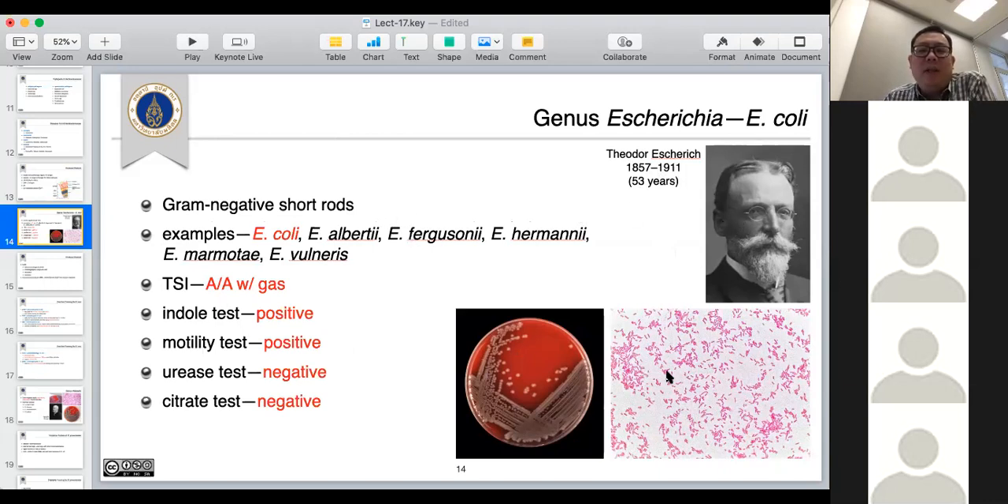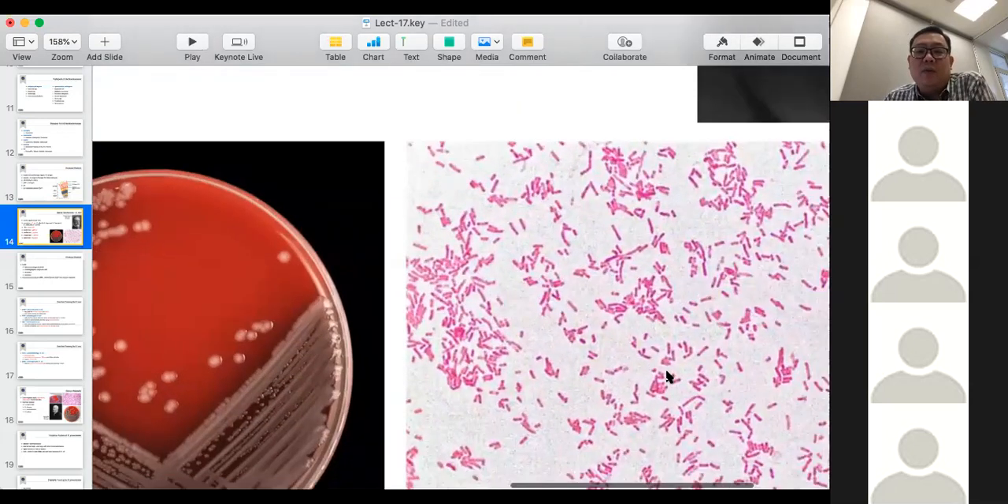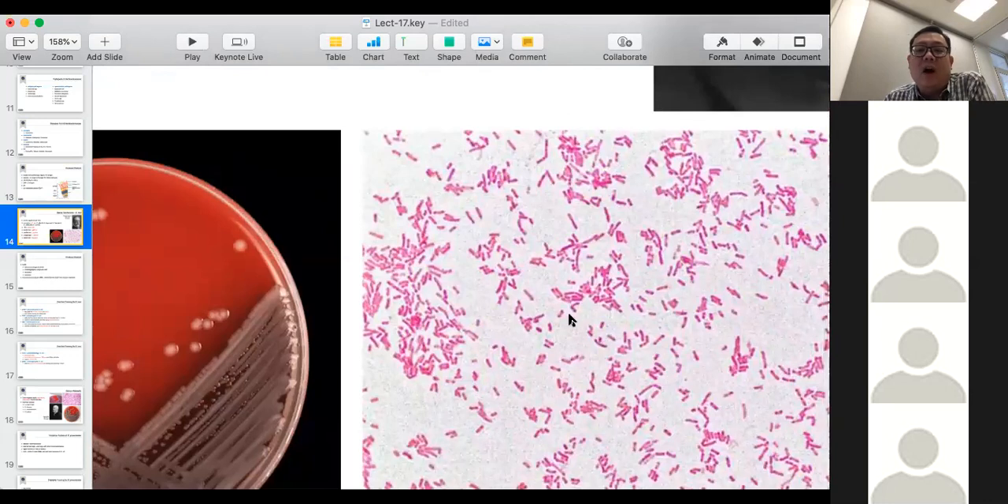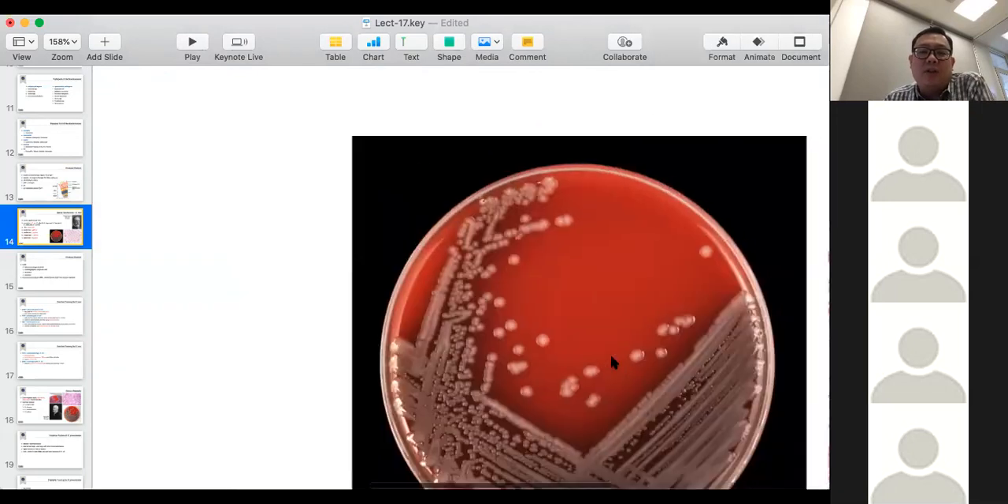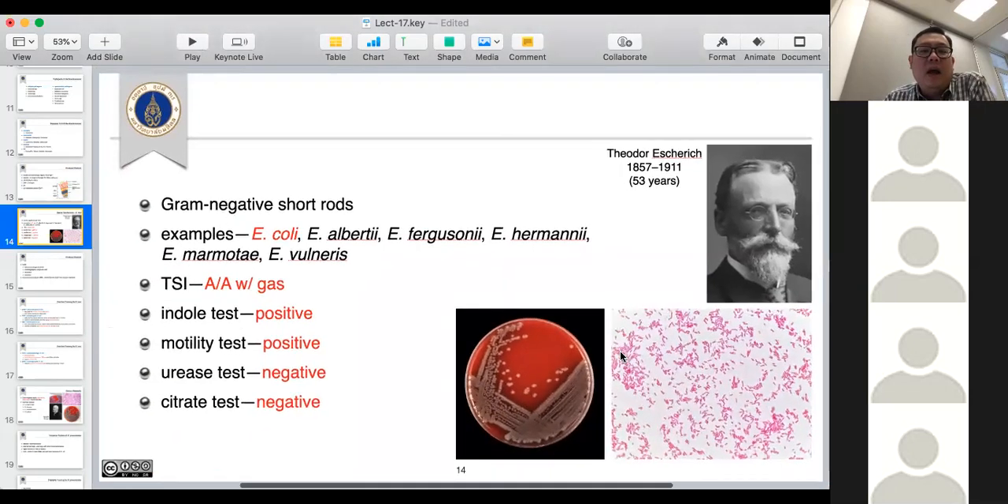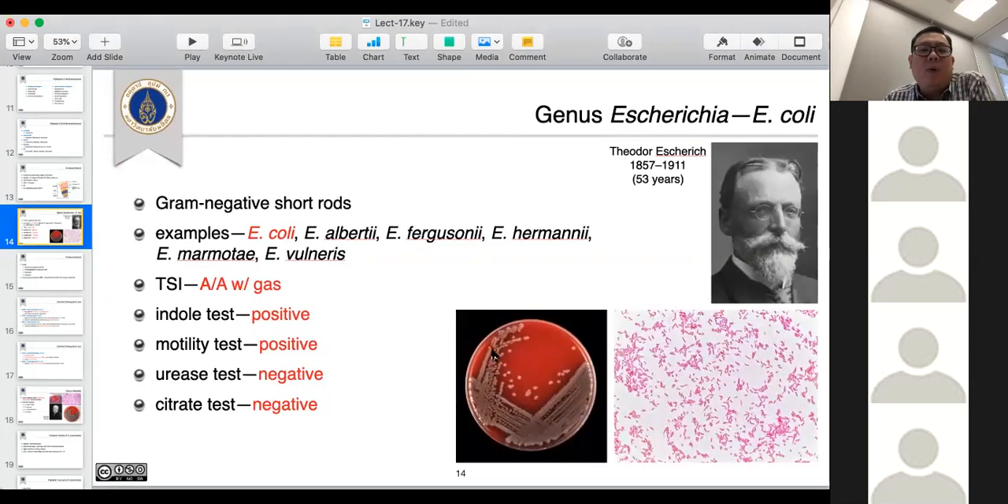Escherichia is normally a very short rod. Okay, the rod of Escherichia is so short. You probably see sometimes it looks almost like coccobacilli, but very short. There are about 4 species of Escherichia. Okay, but the most important one is E. coli. Okay, E. albertii, E. hermannii, E. vulgaris also you can find some, but E.